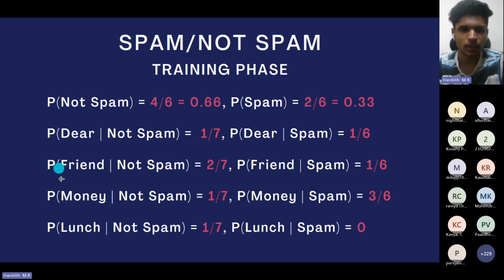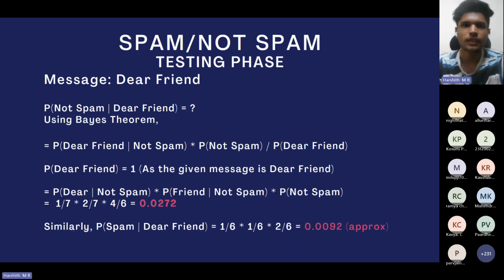Similarly, we'll calculate all the probabilities. For all words, we'll calculate the probabilities with respect to each dataset. So this is what our algorithm will do in the training phase. Let's say in the testing phase, you get a new message, which is "dear friend". How do you calculate the two probabilities and classify this message?